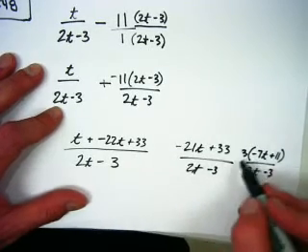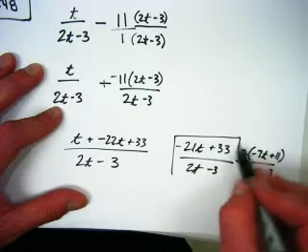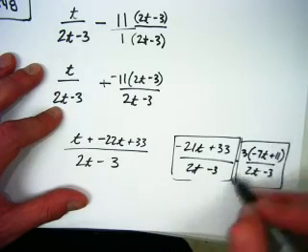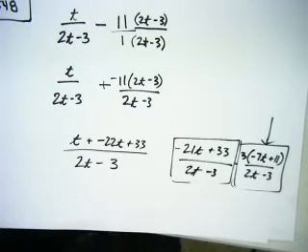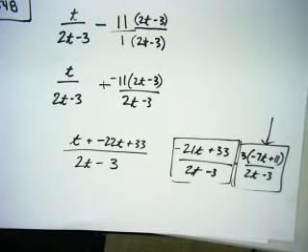Either of these are correct answers. The book may give you something slightly different. I would like it in this form. It's factored, but either is correct mathematically. Depends on what you're trying to do, how you want to leave it. But either of these are correct answers for this.